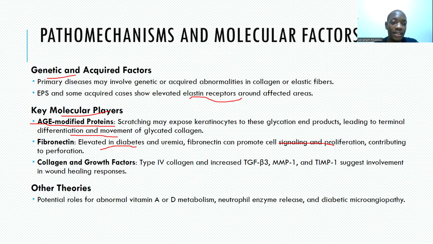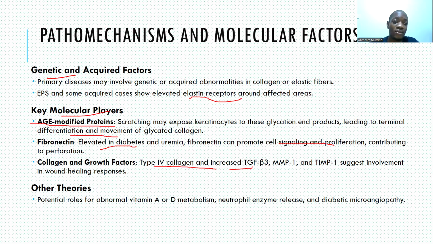Then we have things like collagen and growth factors. For example, type 4 collagen, and there's also an increased transforming growth factor beta 3, and then matrix metalloproteases, especially one, and then TIMP1. There's also a suggestion that maybe they're also involved in wound healing at the same time, and in this process of elimination of substances from under the skin through the epidermis to the exterior, to the environment.